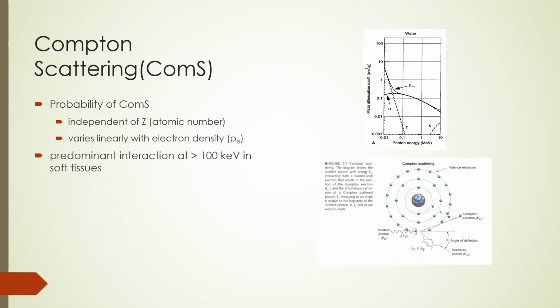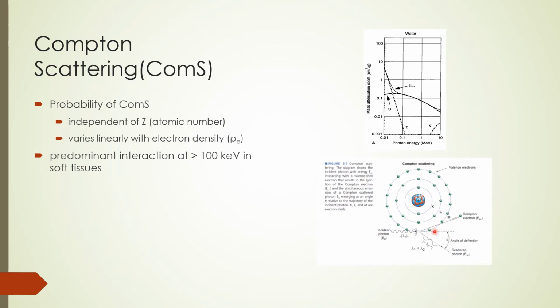It also decreases with photon energy, as the graph shows. The right figure shows what happens at atomic level. The photon knocks out an electron that is loosely bound from the outer shell. The ejected electron and photon are scattered at different angles. The photon has less energy and so a longer wavelength, as this figure shows.